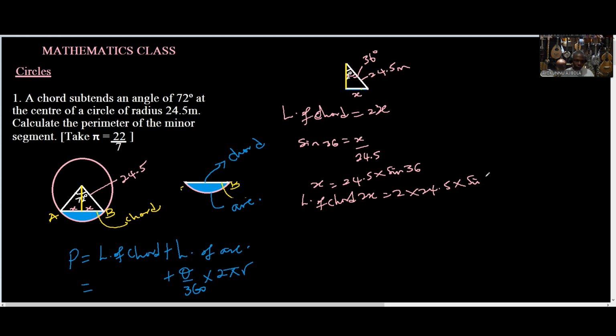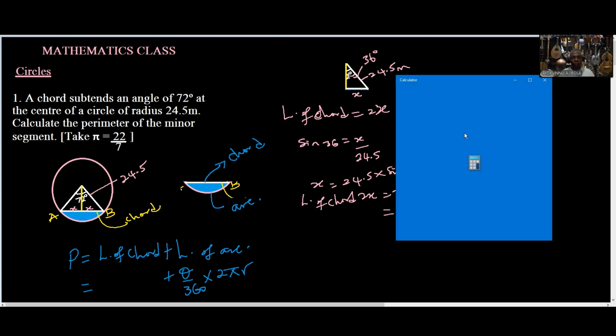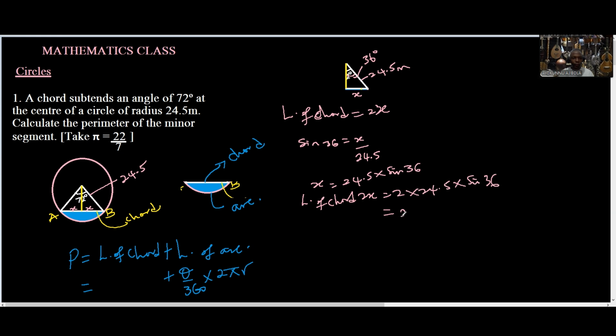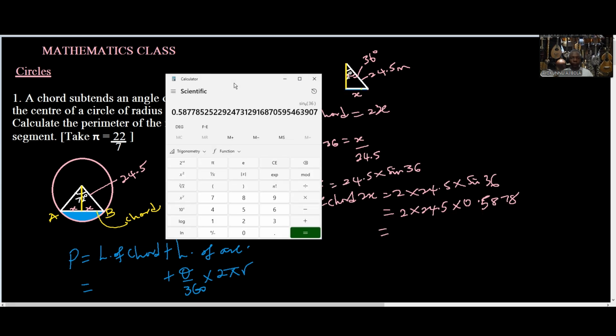Yes, sir. So what I need to do now is to find sine 36 on a calculator, then I multiply by all these numbers. So try to find sine 36. What is sine 36? That should be 0.5877 or 0.5878. So 0.5878. 2 times 24.5 times 0.5878. Multiply this and tell me what you have. 28.763.